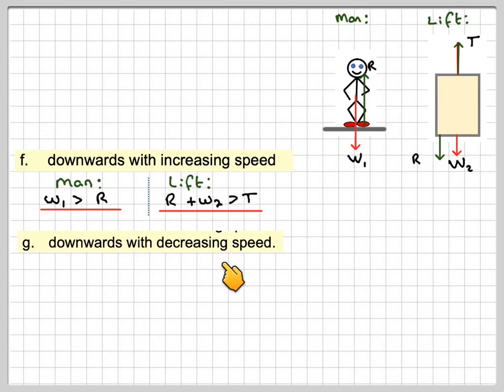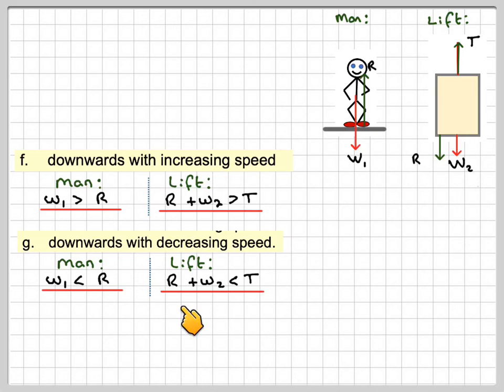And then downward with decreasing speed, these are going to be the other way around. We're going to have that R will be bigger than W1, and that for the lift, T is bigger than R plus W2.